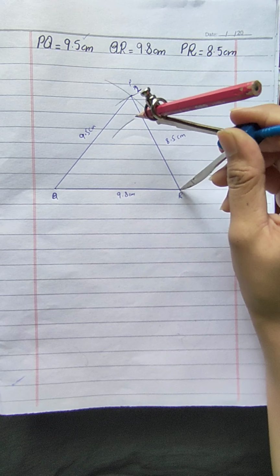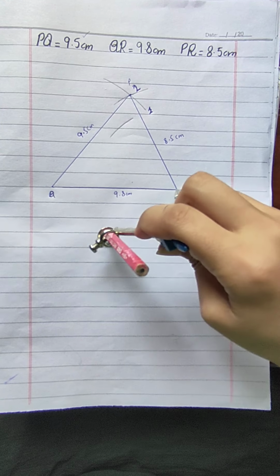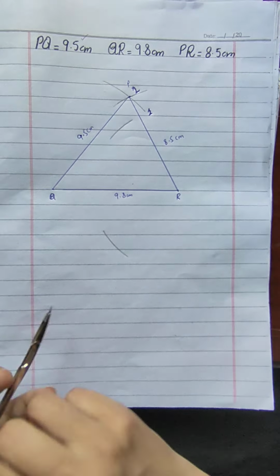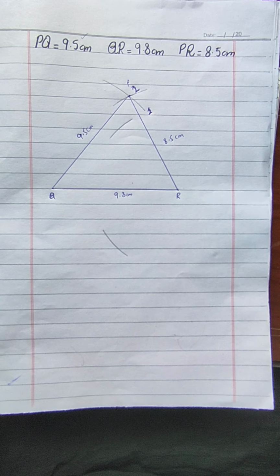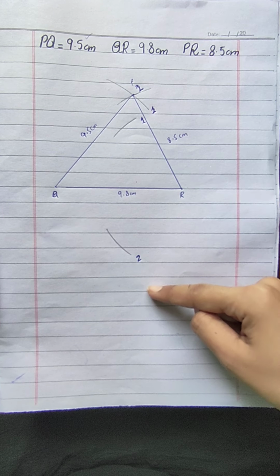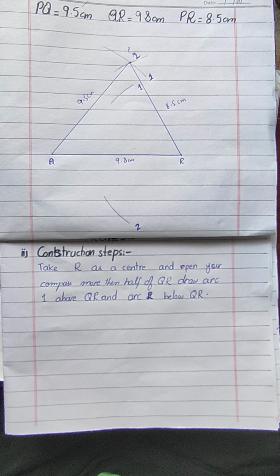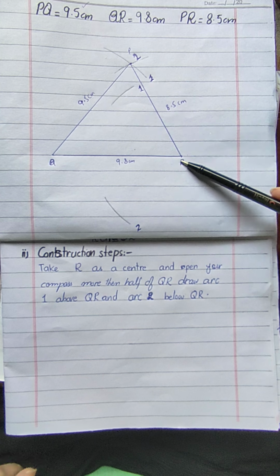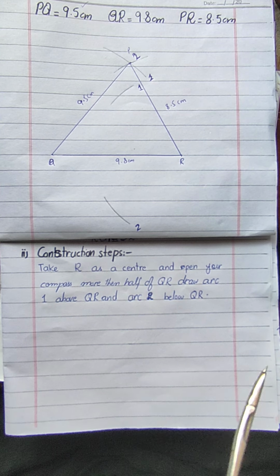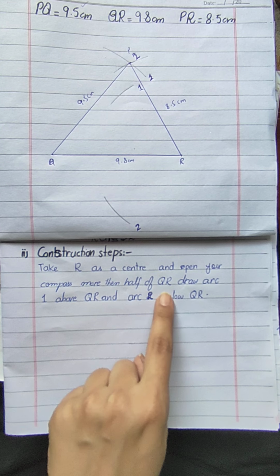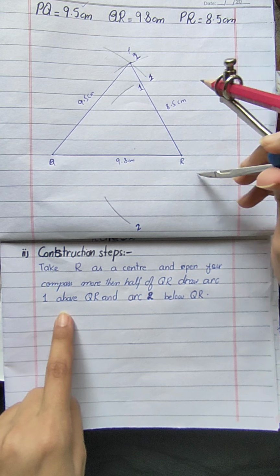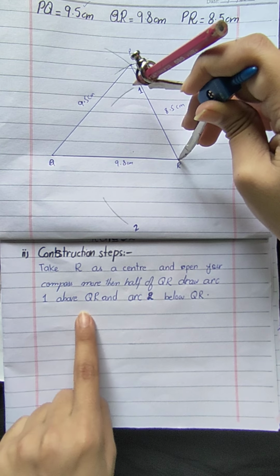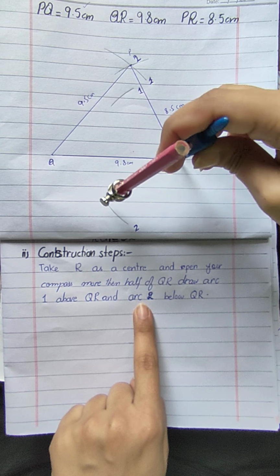Arc 1 above QR and arc 2 below QR. This is arc 1 and this is arc 2, above and below QR. Give them names 1 and 2. Now we will write the construction step. Take R as a center and open your compass more than half of QR and draw an arc 1 above QR, and arc 2 below QR.